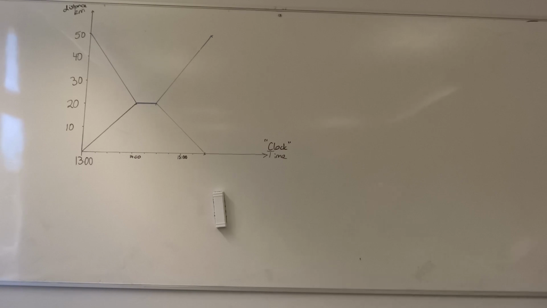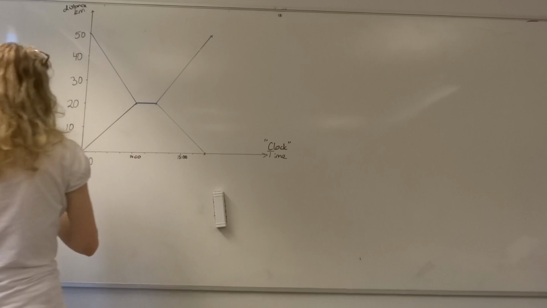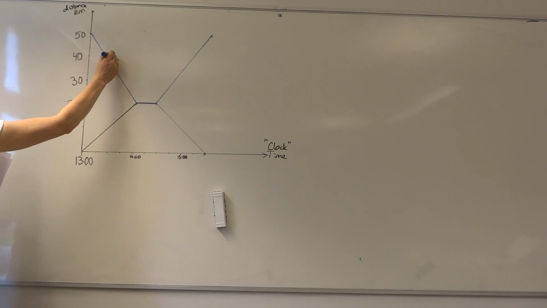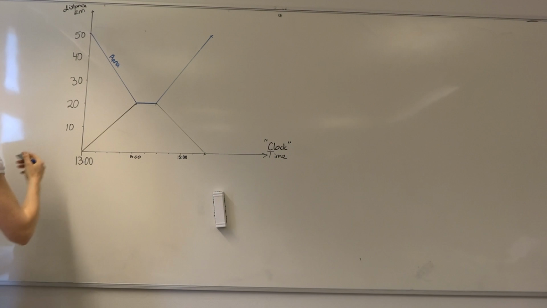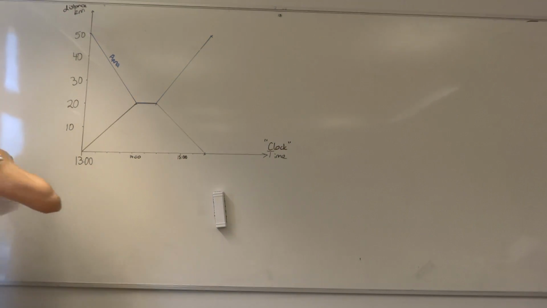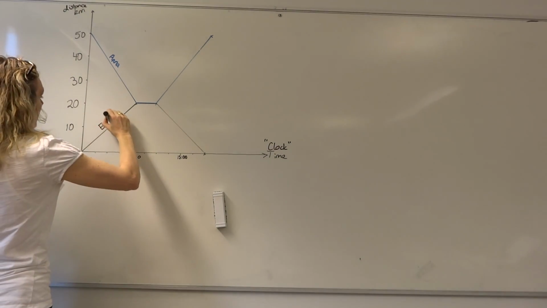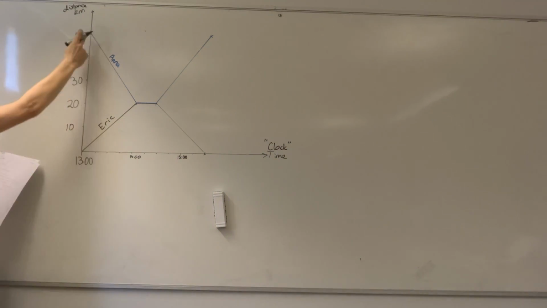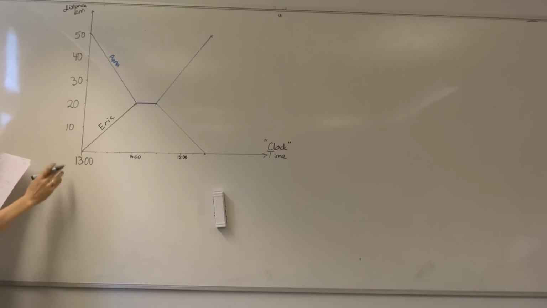Right, we have Anna and Eric, and they're leaving their homes and going to meet up maybe for a cafe or snack or something. They're both leaving their homes at 1 o'clock. You can see that their journey starts there.